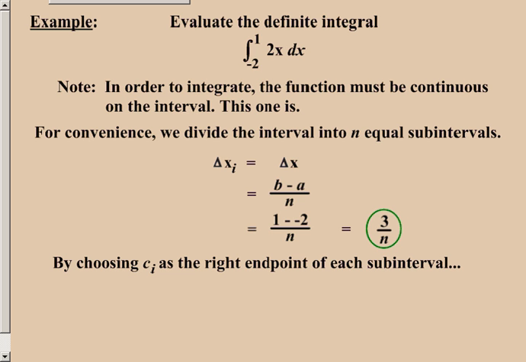By choosing c sub i, c within the ith subinterval, as a right endpoint of each subinterval, then c sub i is equal to a, your endpoint, plus i times delta x. Okay, so our left-hand endpoint was -2, plus we have 3 units worth of width to our integration, of course, multiplied by i over n.